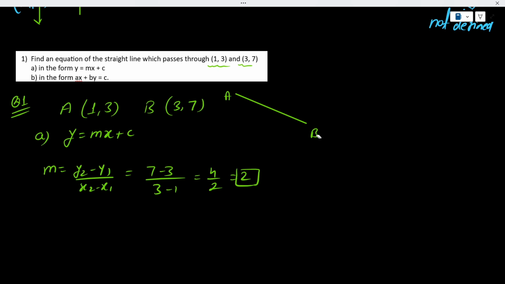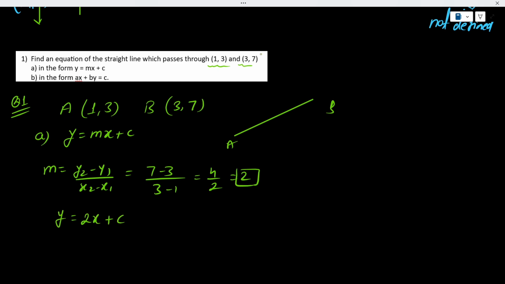So here when you are drawing it, because these figures are not to scale, you can draw like that because it's a positive gradient. So I can take here A and here B, right? Now I can substitute 2 in the equation, which is 2x plus c.